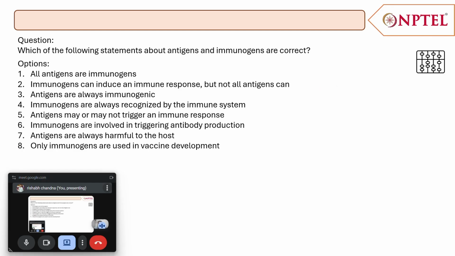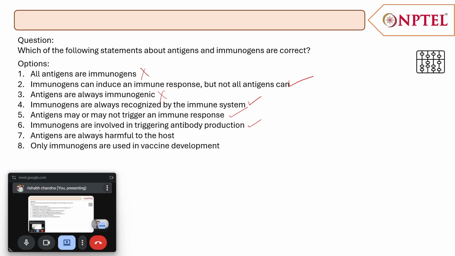Which of the following statements about antigens and immunogens are correct? So all antigens are immunogens. I think no. All immunogens can be antigens, but all antigens cannot be immunogens. Then immunogens can induce an immune response, but not all the antigens can. Yes, this is correct. All antigens are always immunogenic. No. Immunogens are always recognized by the immune system. Yes. Antigens may or may not trigger an immune response. Yes.